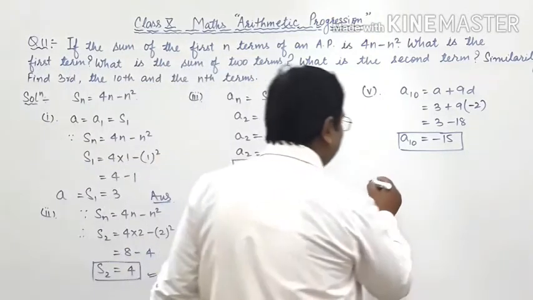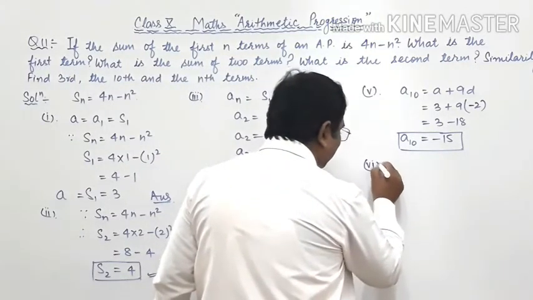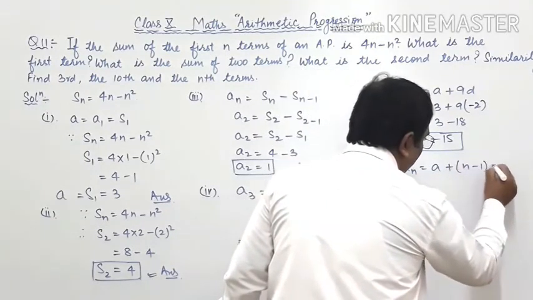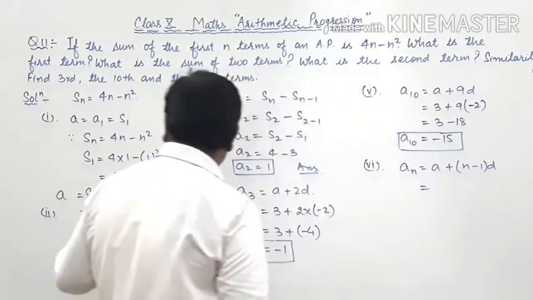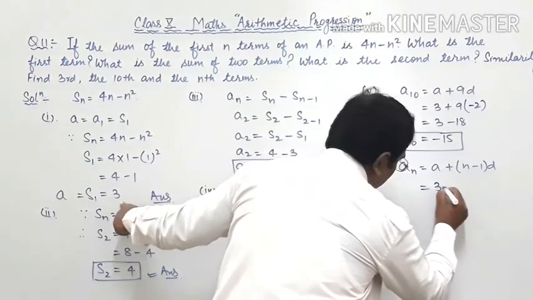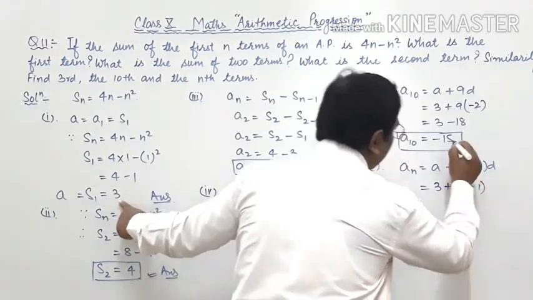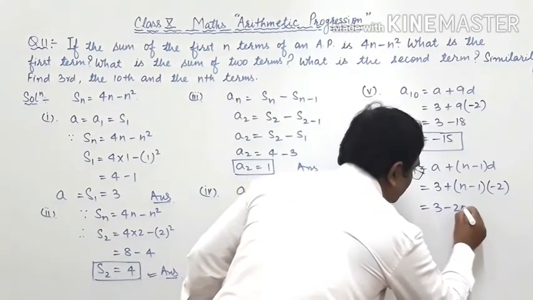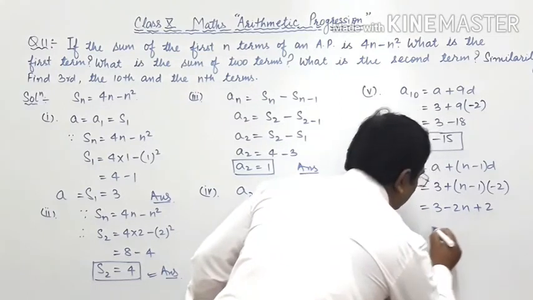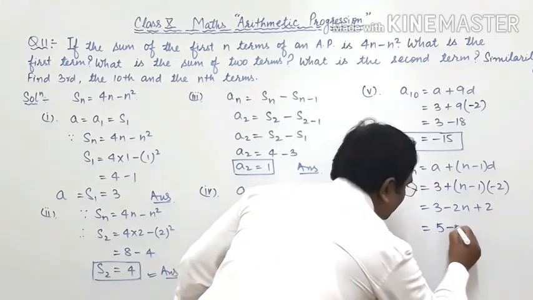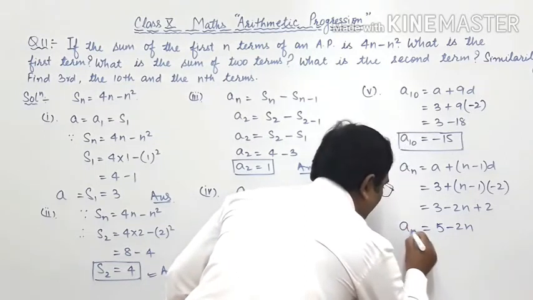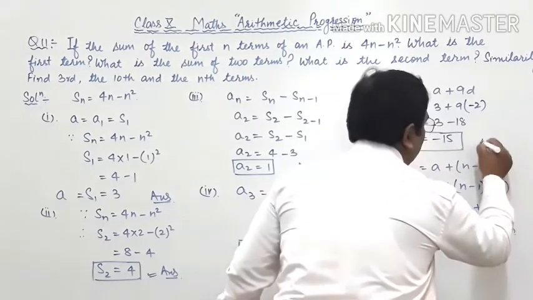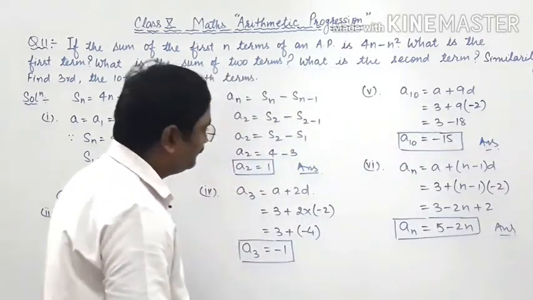Also find the nth term. So nth term means An we have to find out. An is equal to A plus n minus 1 into D. Substitute the value of A and D. A is 3 plus n minus 1 into D, which is minus 2. Let us solve it. 3 minus 2n and plus 2 ones are 2. Therefore, 3 plus 2 is 5 minus 2n is the value of nth term An.